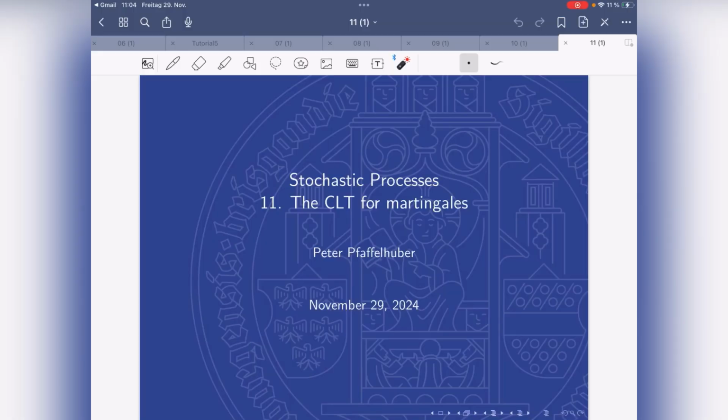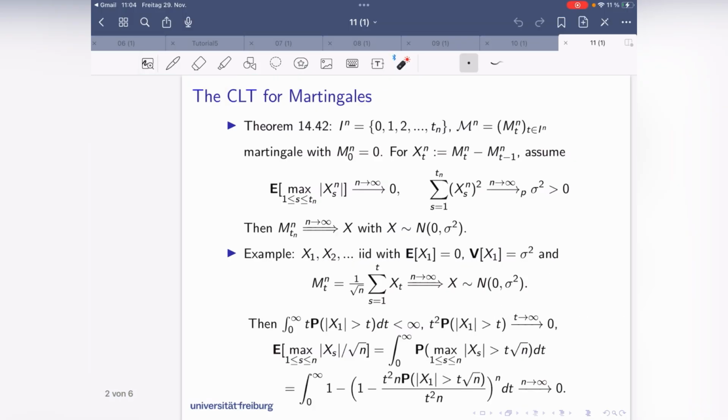But when we had the central limit theorem last semester, a main point was that the random variables which we were averaging over were independent. And now they have to be a martingale sequence. So they have to be the difference of the martingale at two time points. That still works, and we will see how that works now. So, the central limit theorem for martingales.